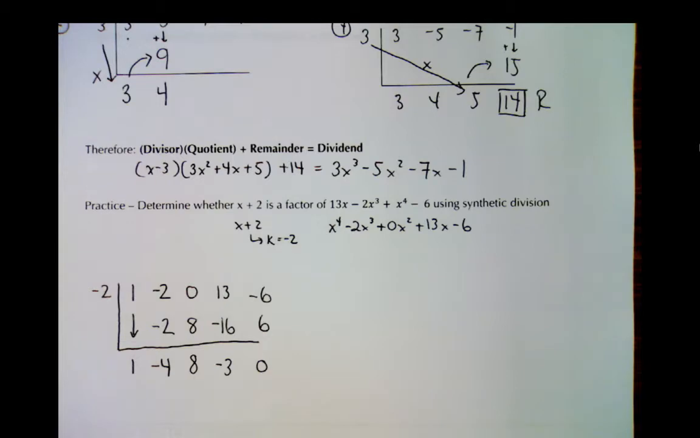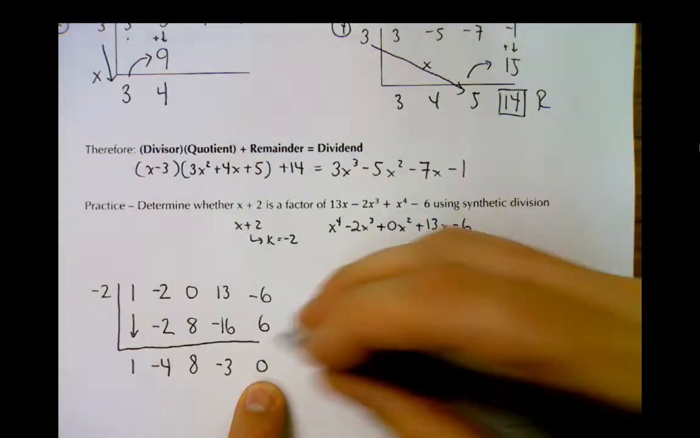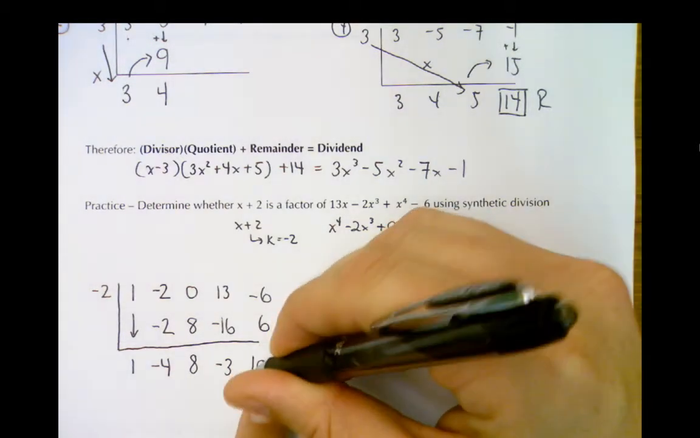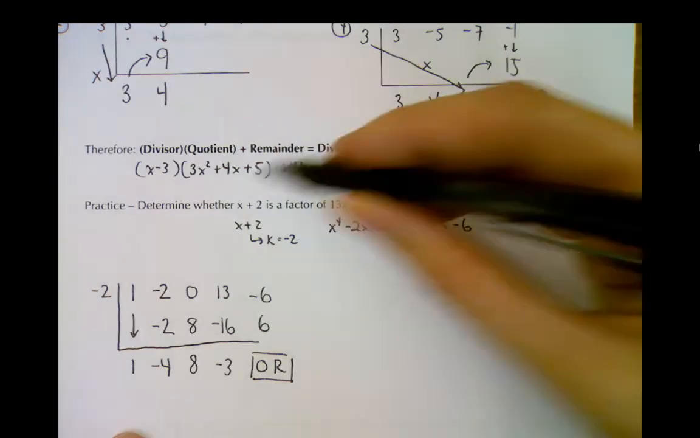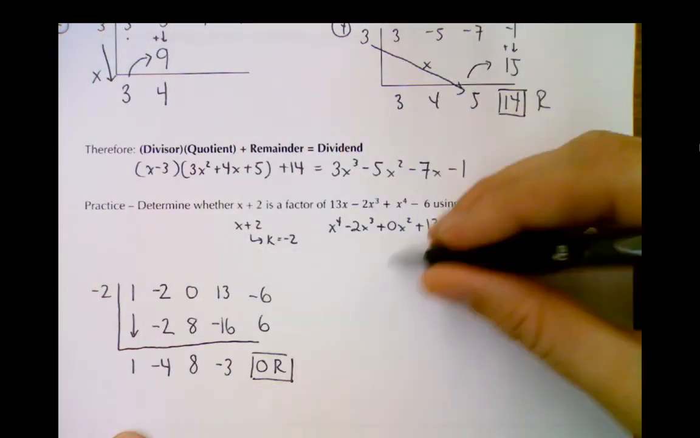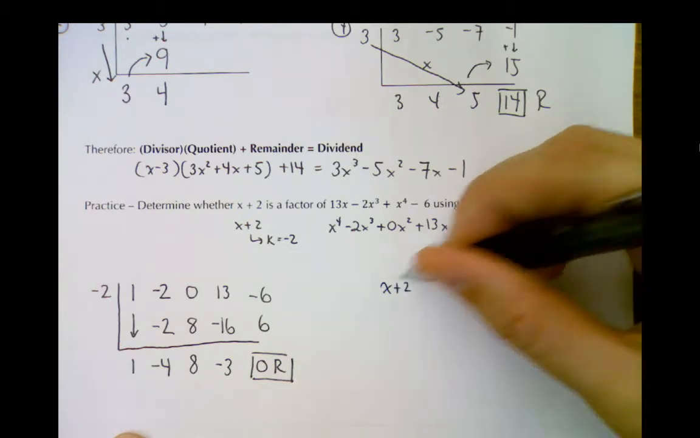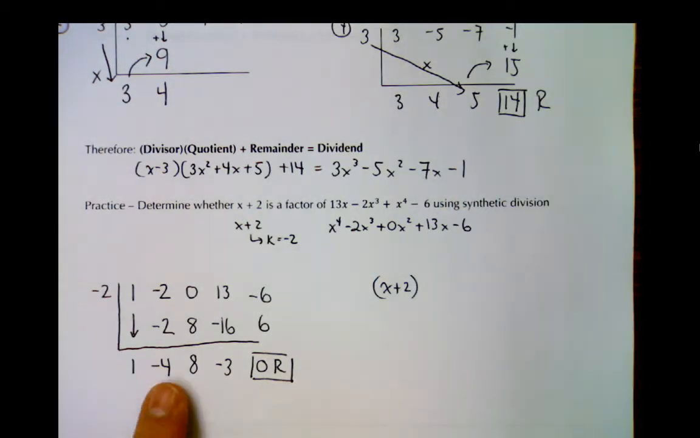In the above example, I said the last number, 0, is the remainder. So we have 0 remainder, which means that x plus 2 is a factor. Let's write our division statement. Our divisor, x plus 2, times our quotient, which is represented by these coefficients.